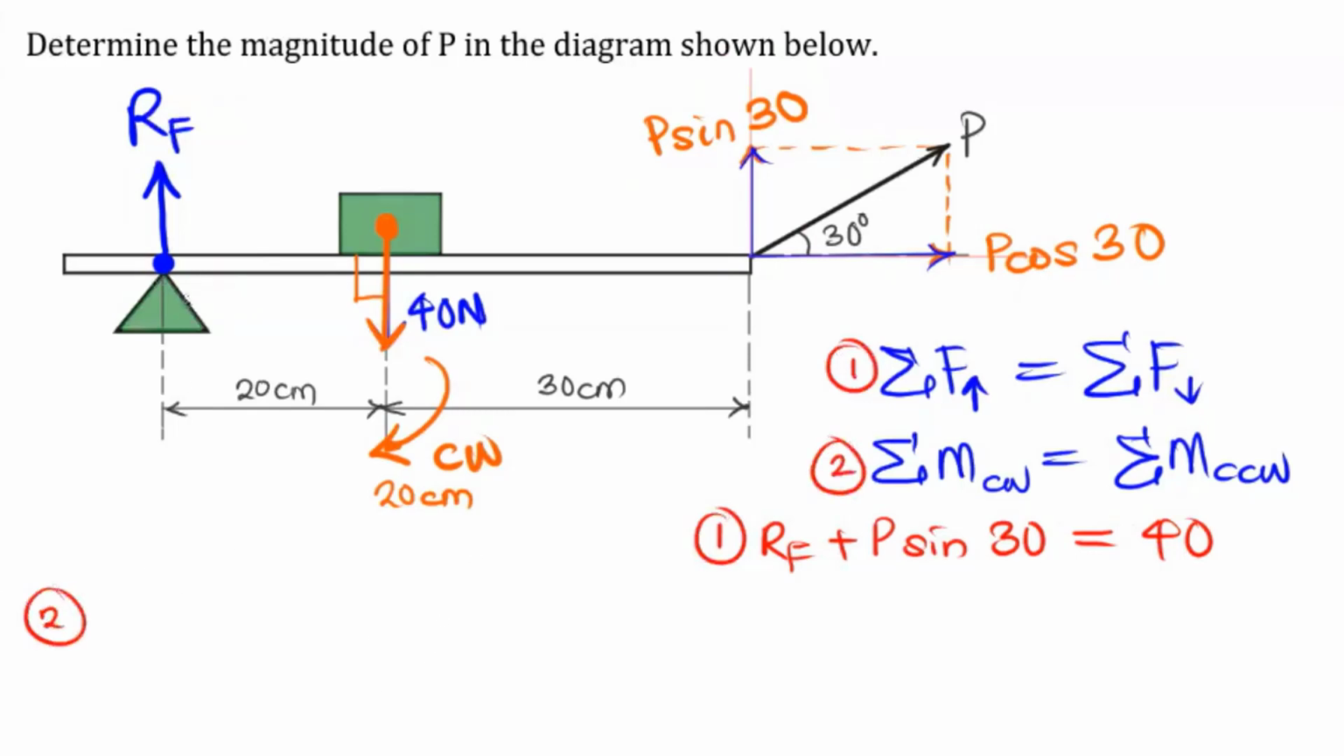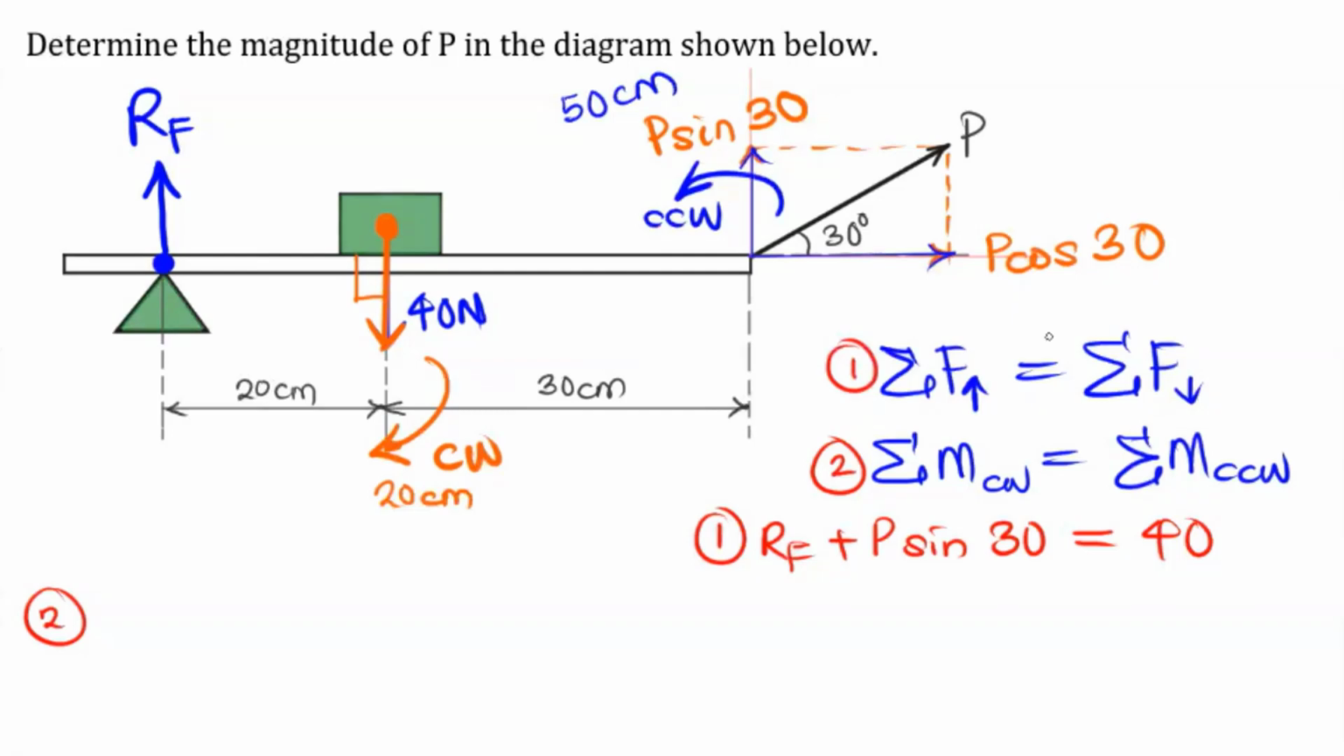Okay. Clockwise would be. So first, I want you to identify P sine 30. In what direction is it going to go? Clockwise or counterclockwise? It will go counterclockwise. Okay, so this is acting in this direction. And what is its distance to the point where we are taking our moment? It is 50 centimeters. Good for you to be able to get that out.